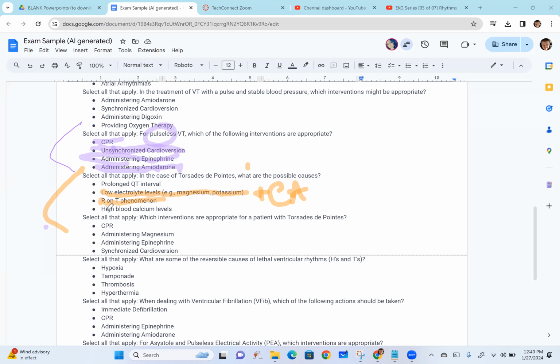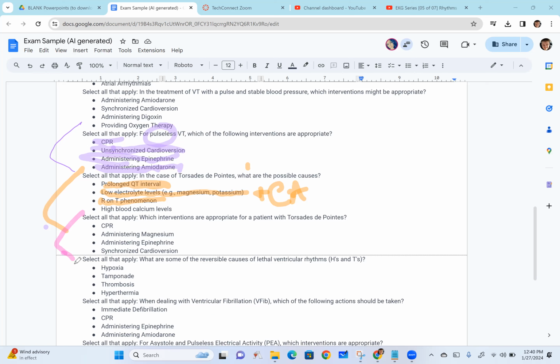And then prolonged QT, does that do it, or is it prolonged PR? Which one? QT. Very good. All right, so those 3 are correct. All right, next one. What interventions are appropriate? What should you do for torsades?